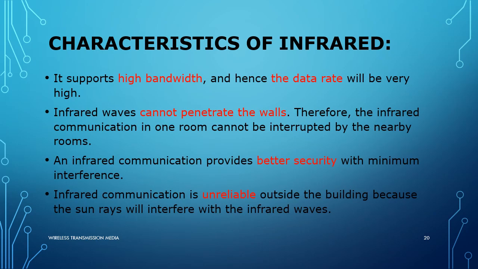Characteristics of infrared communication: it supports high bandwidth, hence the data rate is very high. Infrared waves cannot penetrate through walls, so the communication is restricted to one room. Therefore, it cannot interrupt communications in a nearby room. Infrared communication provides better security. Infrared communication is unreliable outside the building because sun rays will interfere with infrared rays.